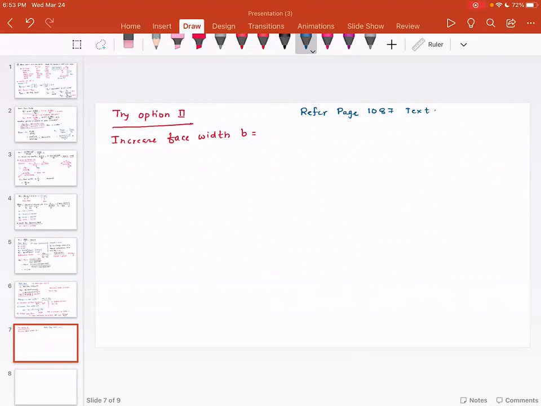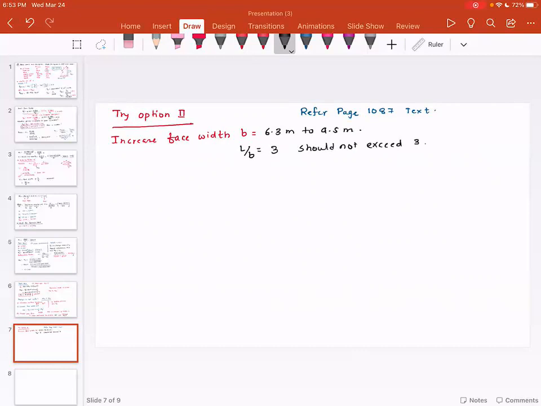The face width values are given as 6.3 m to 9.5 m. Also, there is another guideline that the L by B ratio should not exceed 3.